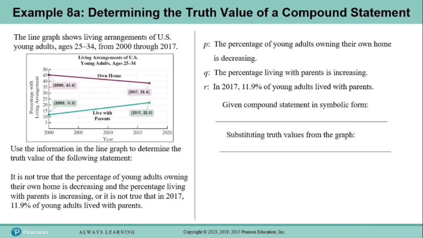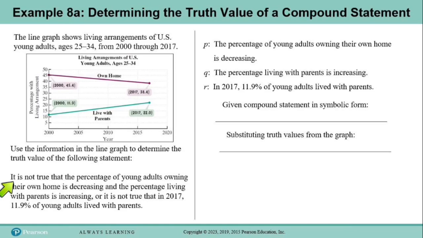And finally, we're going to look at example 8 together. I have part A on this slide, and then there's a part B on the next slide. So it says, the line graph shows living arrangements of U.S. young adults ages 25 to 34 from the year 2000 through 2017. Use the information in the graph to determine the truth value of the following statement. So let's take a look at this statement together.